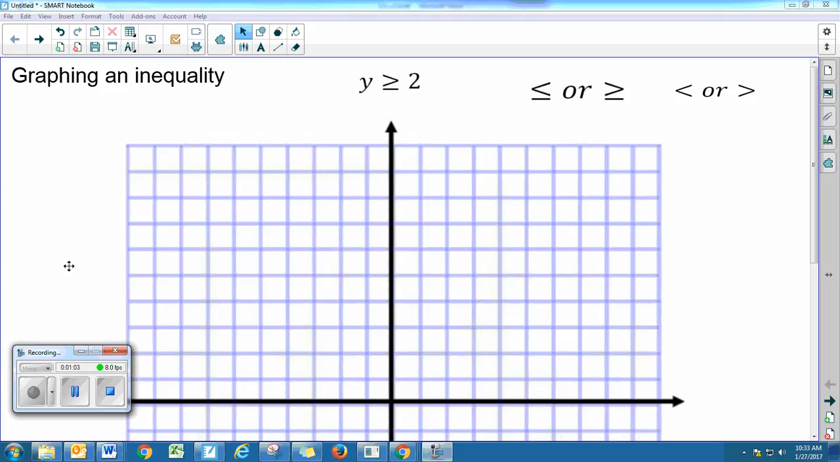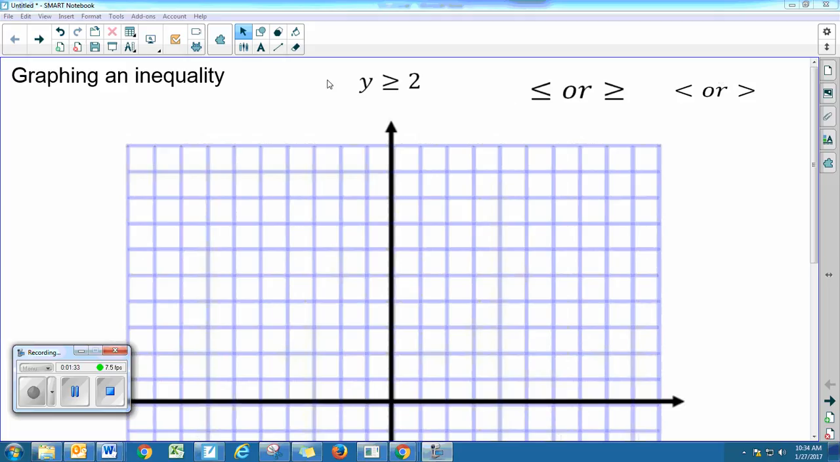First, we have to remember there's four symbols: greater than or equal to, less than or equal to, greater than, or less than. And depending on the symbol, there's going to be a different kind of line. We have two different lines. One line is going to represent if it's or equal to, and the other line will represent if it's just greater than or less than.